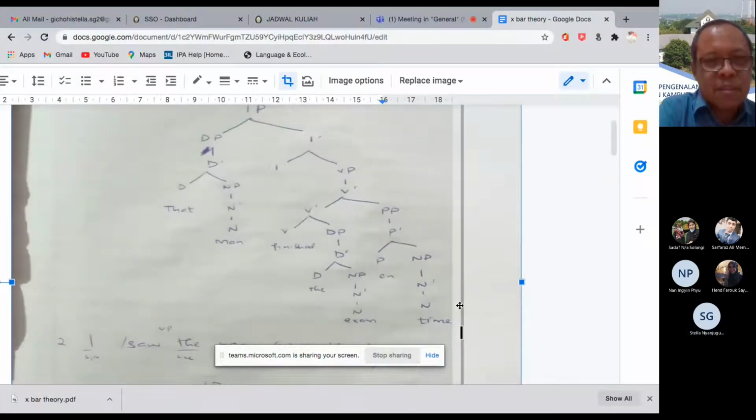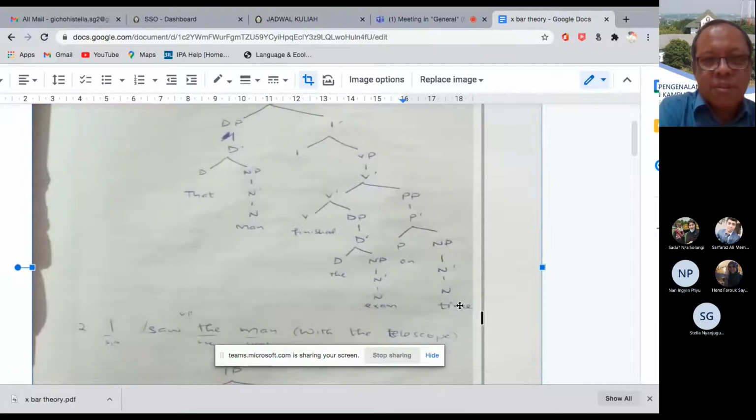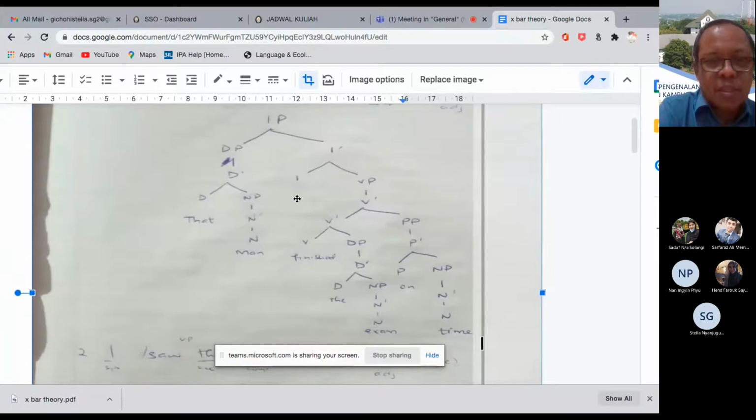Excellent. Good. So you can check which one is the adjunct and which one is the complement. On time is the adjunct. As I mentioned last week, the position of the adjunct is next to X bar and then the X bar. The X bar here is filled with the V, so the V bar, and then the V bar. So this is correct for the adjunct on time. And the exam here is the complement of the word finished. So the complement is next to V, which is the head, and then the V bar. This is correct. Okay. All right.